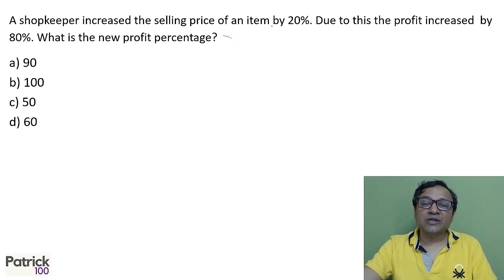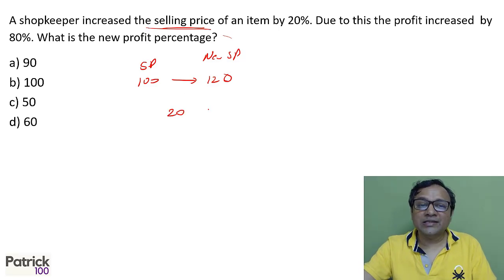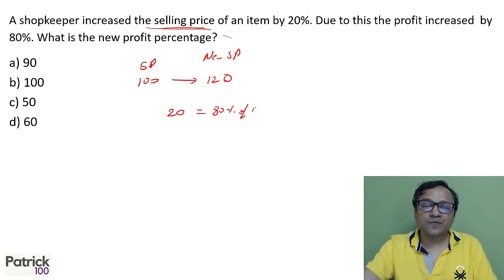Shopkeeper increases selling price of an item by 20%. Due to this, his profit increased by 80%. Two ways of solving it. Let selling price be 100, because we're increasing on selling price. So let me increase by 20%. So the new selling price will be 120. Now this 20 increase is equal to 80% of profits.